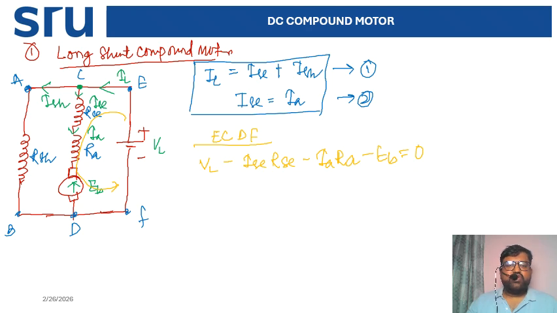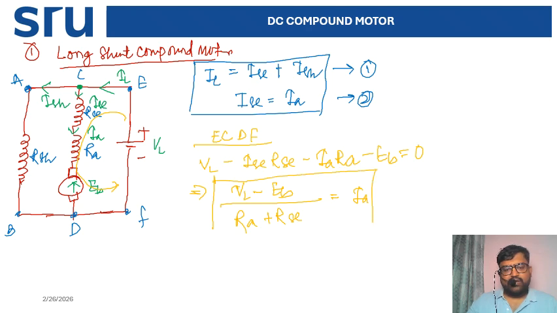Suppose I have to find out the IA. How to find out the IA? Then you can say that in place of IAC you just write down the IA, because IAC equal to IA. Then what will happen? That is VL minus EB by RA plus RAC, that is equal to IA. That is your equation number 3. Now, on this point we have to understand that if we compare the shunt and series, the equation will differ.